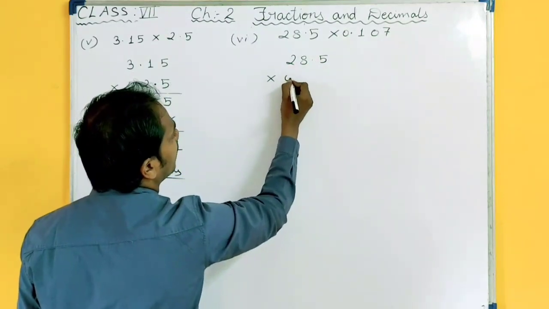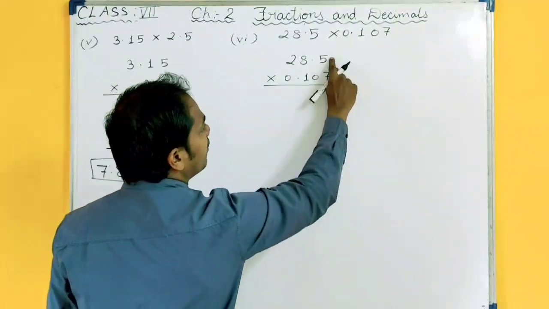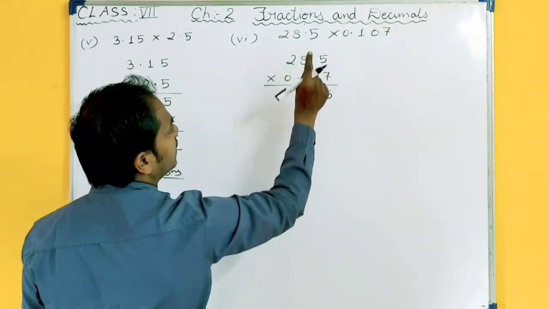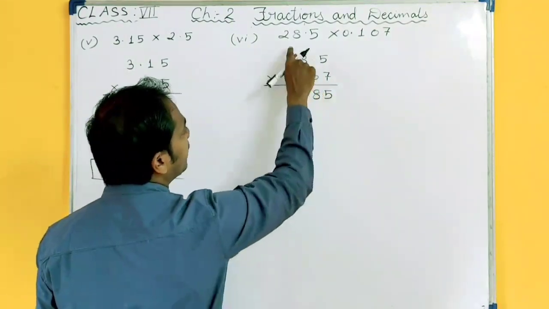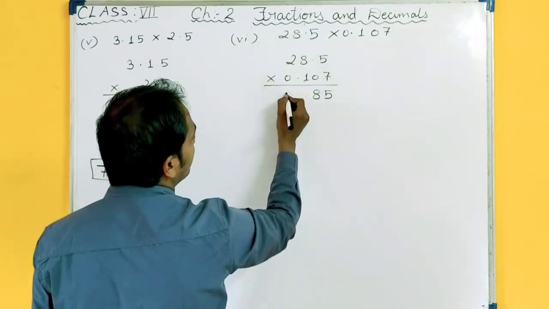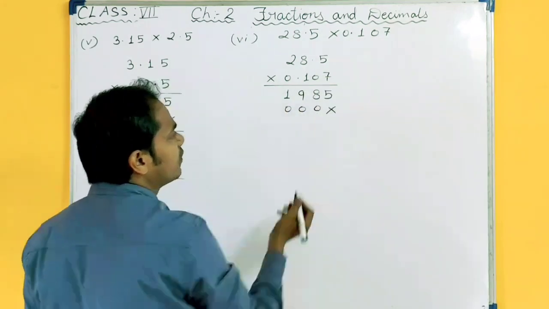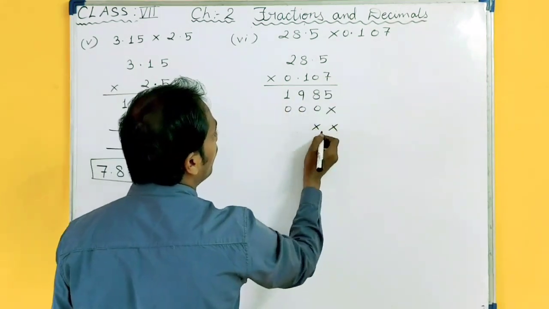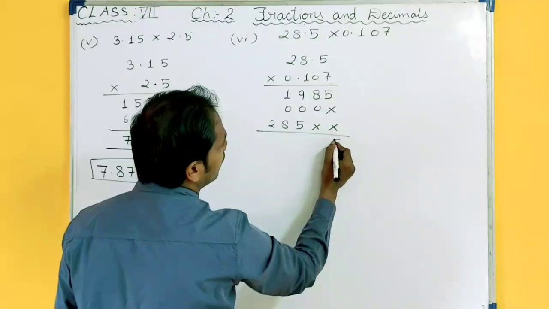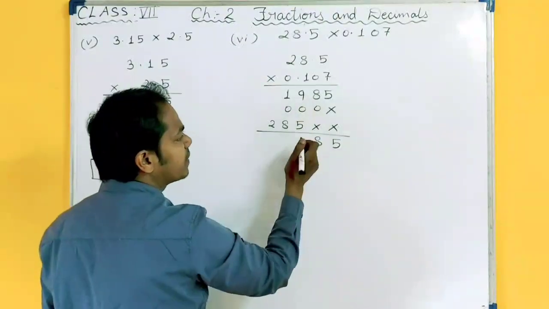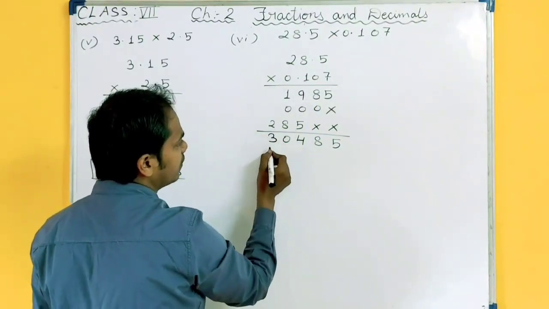So 28.5 multiply by 0.107. First multiply. 7 5s are 35. Carry 3. 7 8s are 56. 56 plus 3, 59. Carry 5. 7 2s are 14 plus 5, 19. Okay, now 0. Whenever you multiply any value by 0, you will get 0 only. Now 1. 1 5 is 5, 1 8 is 8, and 1 2 is 2. Now add this. 5, 8, 9 plus 5, 14, carry 1. 8 plus 1, 9 plus 1, 10, 0, carry 1. 2 plus 1, 3.